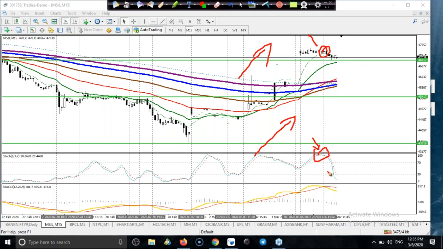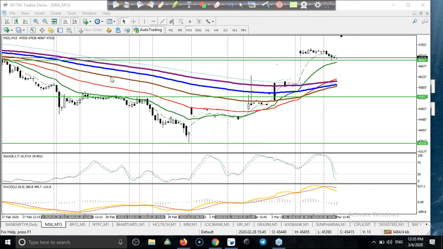Now stochastic is not giving a buy signal, and MACD has also not given any buy signal. So once they give the buy signal, that will be a buy opportunity. Otherwise, the signal will be invalid. Most of the people are entering, saying hey, let's go here, it's giving a buy signal, a sell signal. So let me show you an example here in this market.